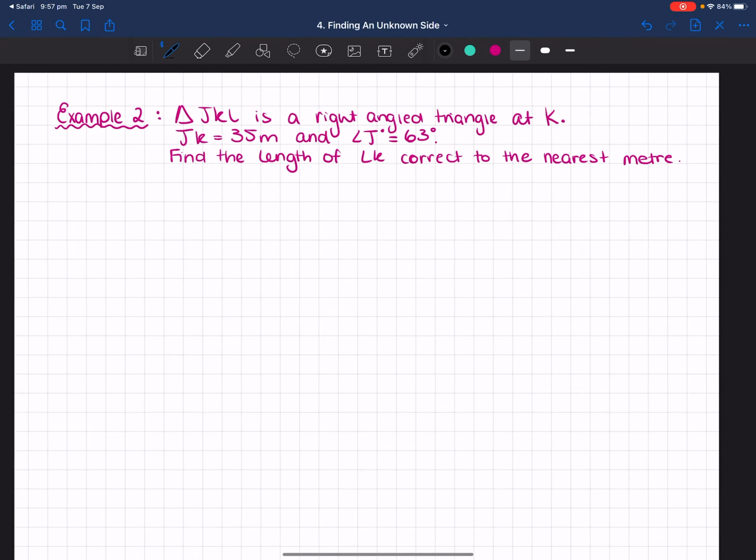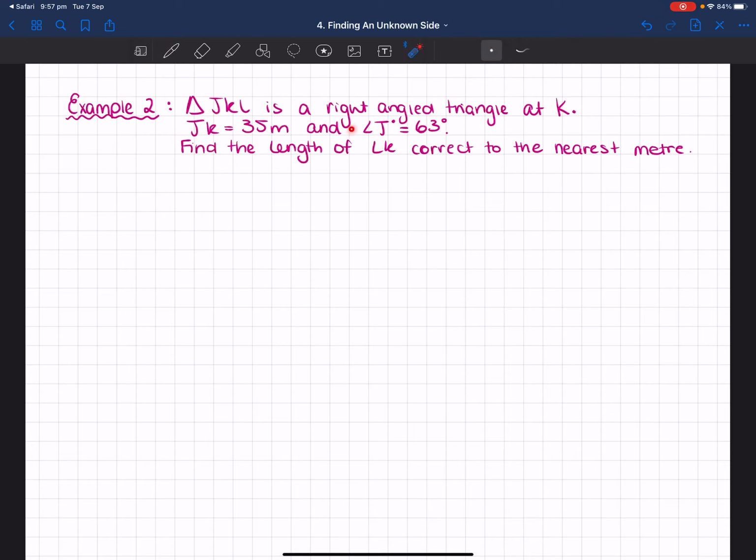Okay, last one. Triangle JKL is a right-angled triangle at the angle K. JK is equal to 35 meters and angle J is equal to 63 degrees. Find the length of LK correct to the nearest meter. So the first thing we're going to want to do is draw a triangle that represents this information. We're told it's right-angled, so let's just draw up our right-angled triangle. We know that at angle K, that's where the right angle is. So we're going to call that K, which means we've got J and L.